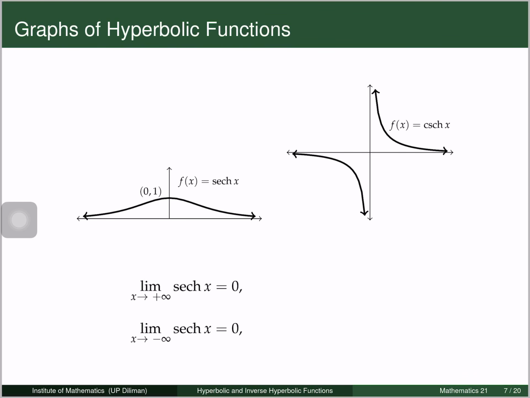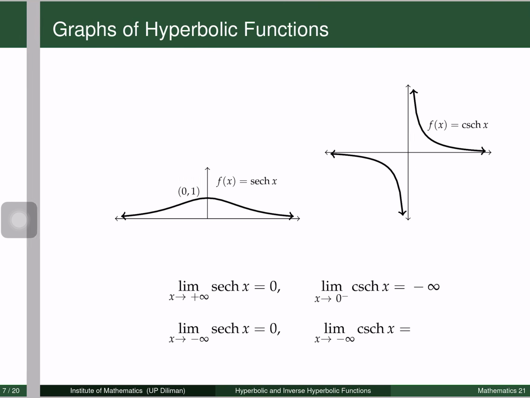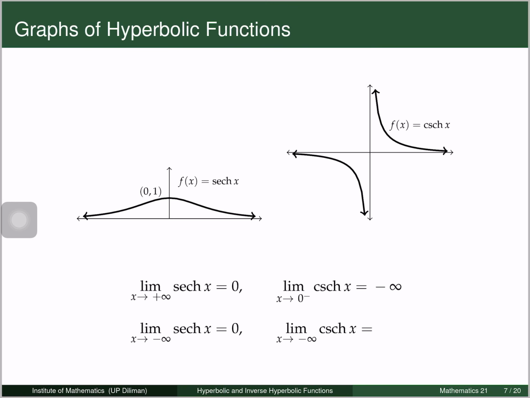And here's the graph of your cosec x. So what is the limit of cosec x as x approaches 0 from the left? So this is negative infinity, seen on the graph. And what is the limit of cosec x as x approaches negative infinity naman? So it should be equal to 0.